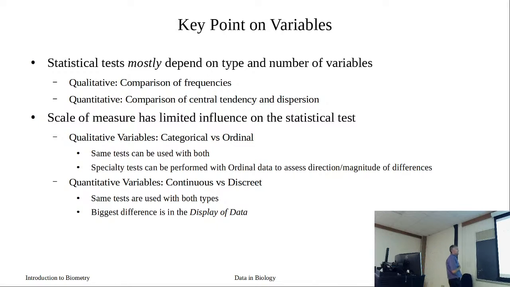Same thing with categorical versus ordinal. There are tests that can be used for both, so it doesn't really matter. Like a chi-square test, that could be used with either of these variable types. But we do have some specialty tests that take into account the natural ordering of ordinal data, so that we can make conclusions about increases. You know, did something cause an increase in that scale, or that satisfaction scale, and so forth.